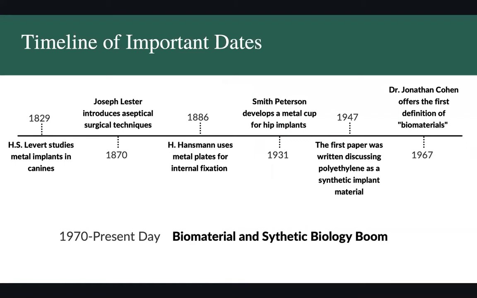Then in 1870, Joseph Lister introduced aseptic surgical techniques, revolutionizing surgery. In 1886, Hansmann used metal plates for internal fixation within the human body. And in 1931, Smith-Petersen developed a metal cup for hip implants. In 1947, the first paper was written discussing polyethylene as a synthetic implant material. And in 1967, Dr. Jonathan Cohen offered the first definition of biomaterials. From 1970 to present day, we've been experiencing a massive biomaterial and synthetic biology boom, and we're only learning more.